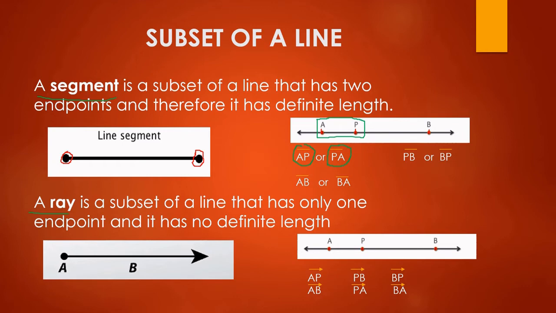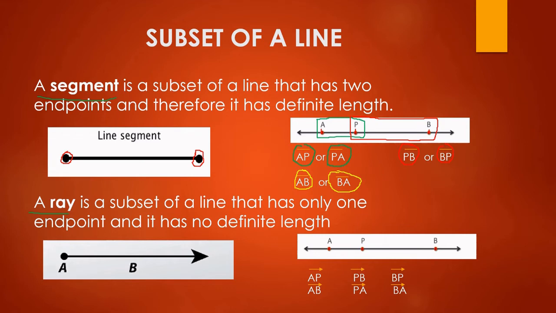How about point P and point B? So it is considered also as a line segment. So we can name this as line segment PB or line segment BP. How about point A and point B? Can we consider this as a line segment? Yes, because it has two distinct endpoints. So we have line segment AB or line segment BA. Again, either of the two are the same.